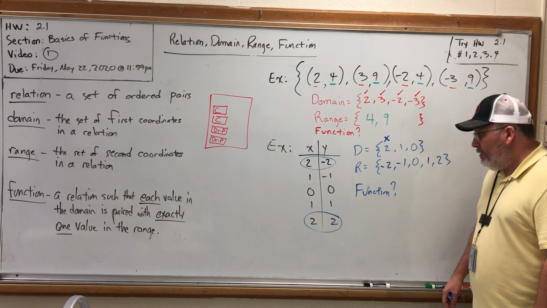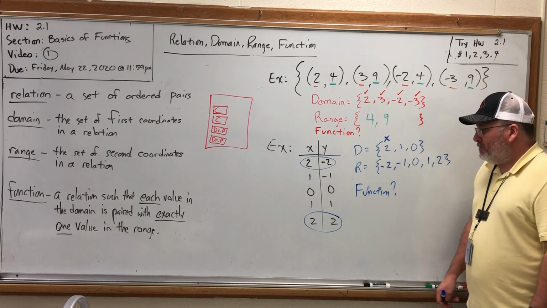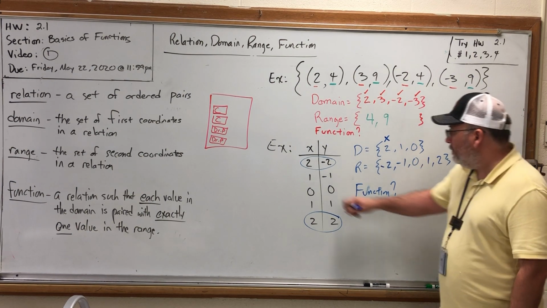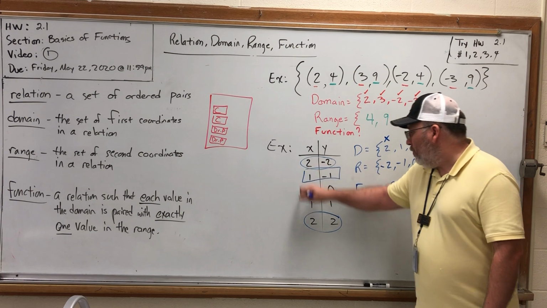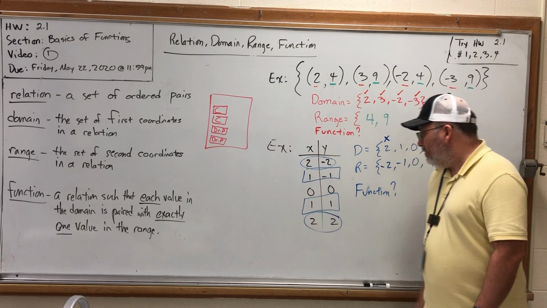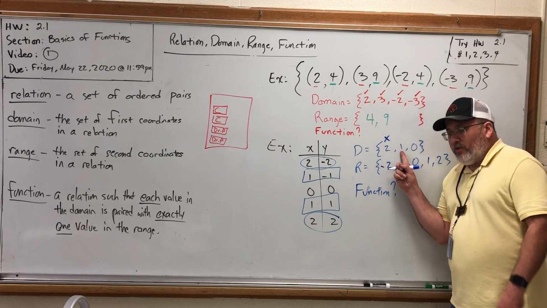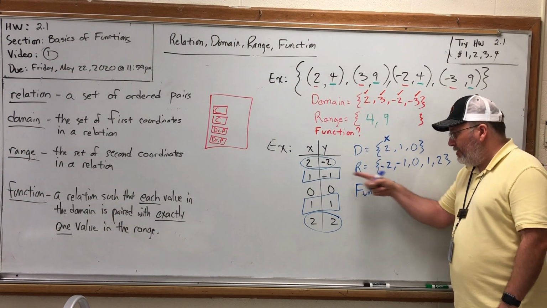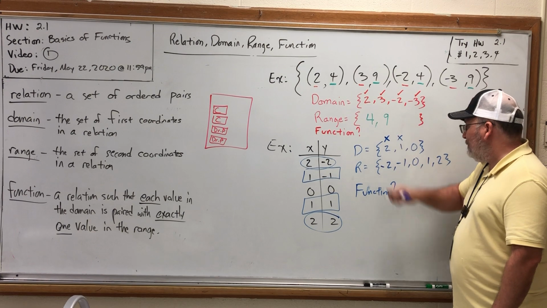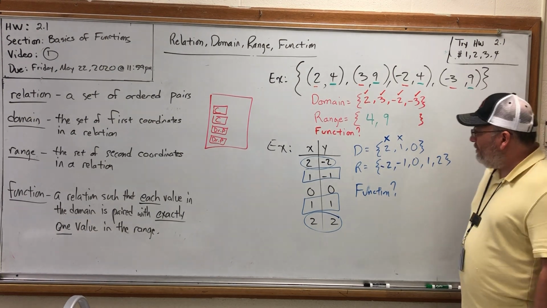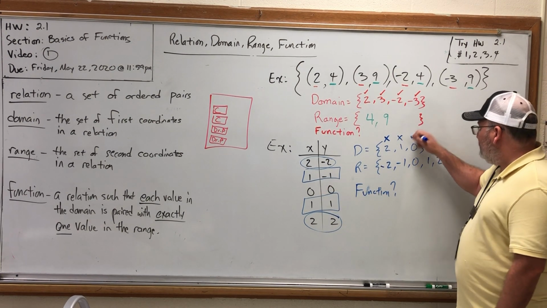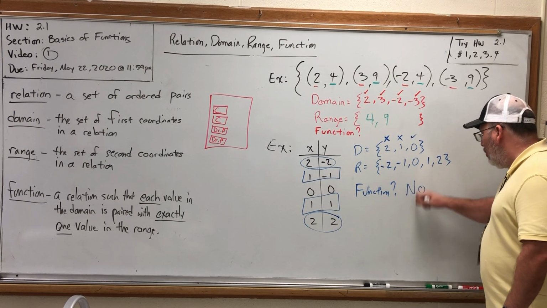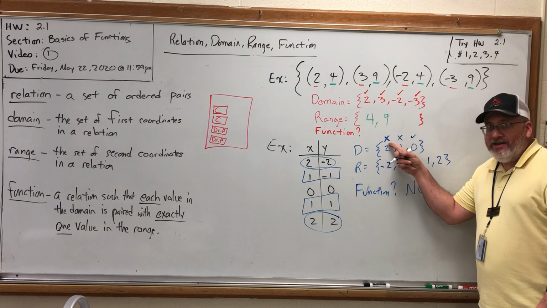And it's not the only one. Which other domain value is violating the definition of a function? 1. The number 1 is paired with -1, but it's also paired with +1. So when I ask this domain value, how many range values are you paired with? The answer is 2. That violates being a function. In fact, the only domain value behaving is the 0, because it's only paired with a single range value. So the answer to this is no, and it was no the minute I said bad X.